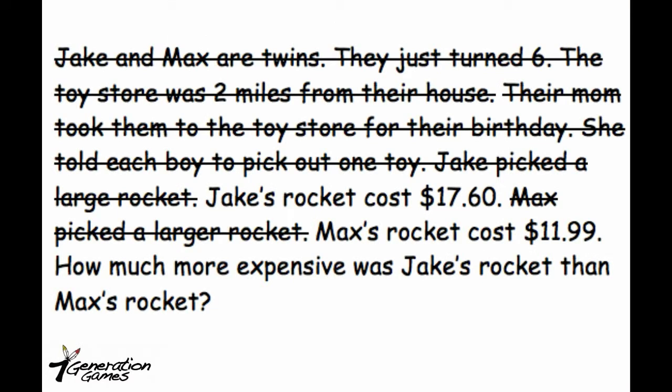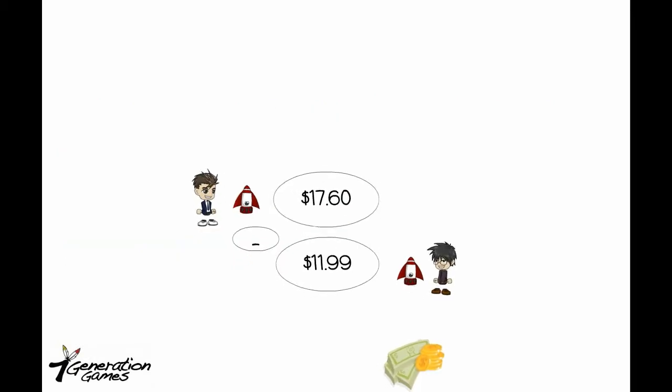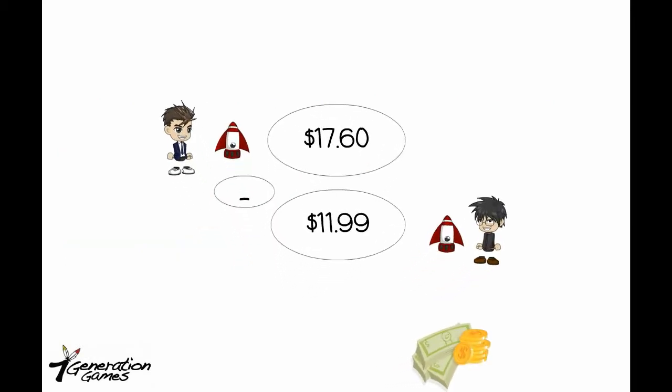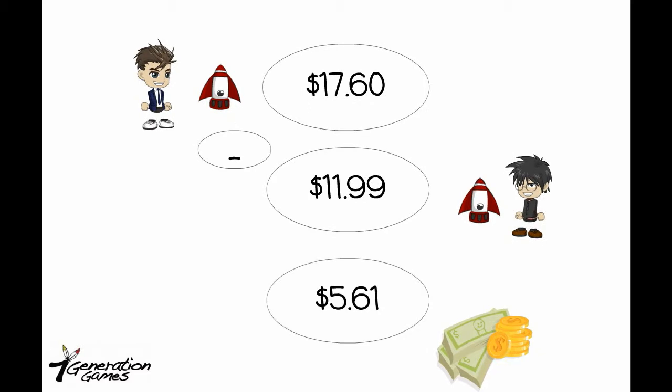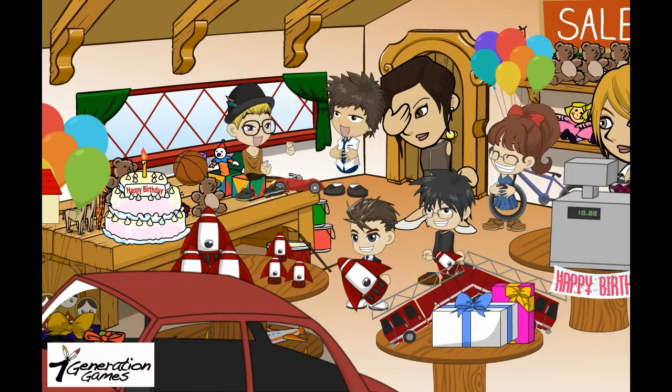If we cross the information out as we went along, it might look like this. Let's take away the part we've crossed out. And we're left with this. Jake's rocket cost $17.60. Max's rocket cost $11.99. How much more expensive was Jake's rocket than Max's rocket? We take $17.60 and we subtract $11.99, and we're left with $5.61. See how much simpler the problem is when you throw away all the information you don't actually need?